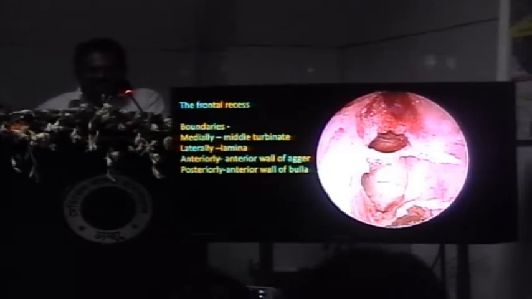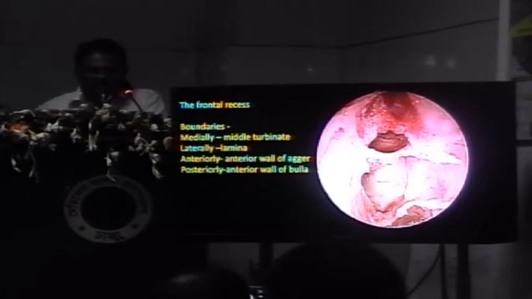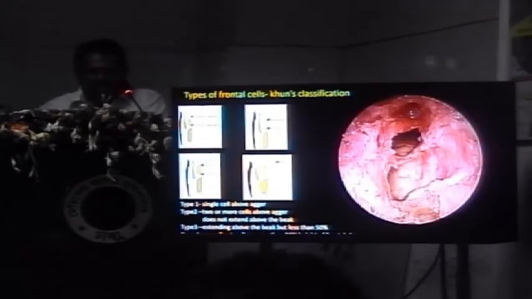Remember the boundaries of the frontal recess. Medially we have the middle turbinate, laterally we have the lamina papyracea, anteriorly is the posterior wall of the agger nasi cell, and posteriorly this is the ethmoid crest, the anterior wall of the bulla. You should remember the dimensions. Okay, and the types of the frontal cells, you should remember Kuhn cells. We will go to that further.